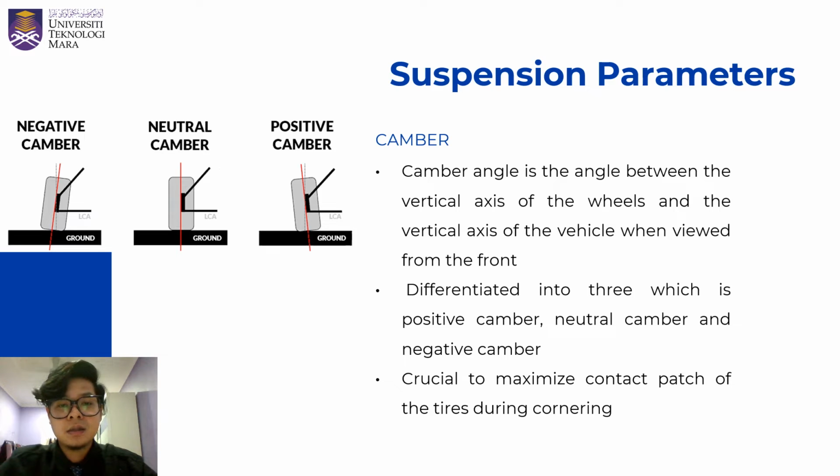Firstly is the camber. Camber or camber angle is the angle between the vertical axis of the vehicle when viewed from the front. Camber angle can be differentiated into three, which is positive camber, neutral camber, and negative camber. Positive camber is when the tires are pointing away from the vehicle's center line. Neutral camber is when the camber angle is 0 degrees, and negative camber is when the tires are pointing inwards to the vehicle's center line. Camber angle is crucial to maximize contact patch of the tires during cornering.